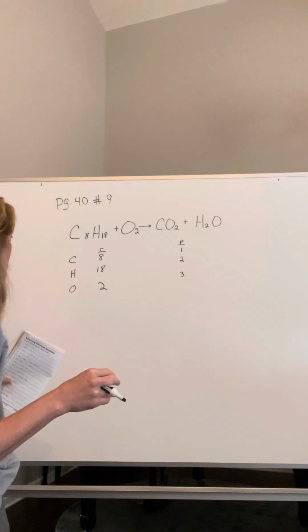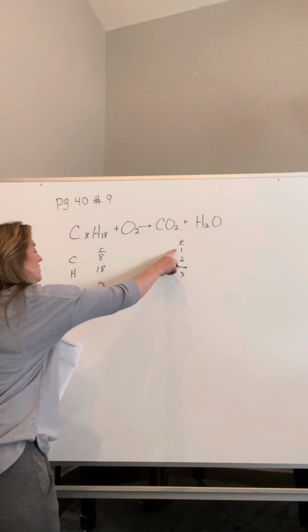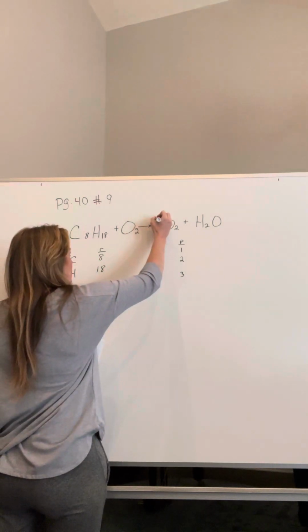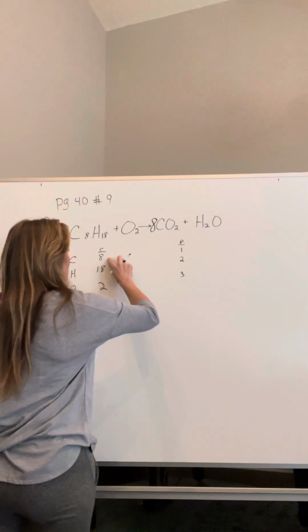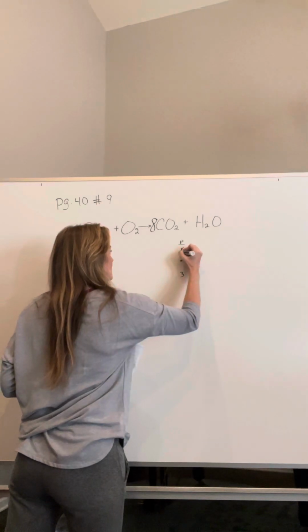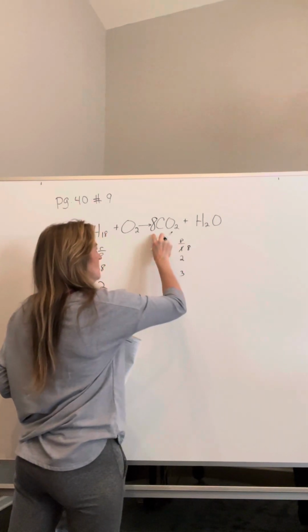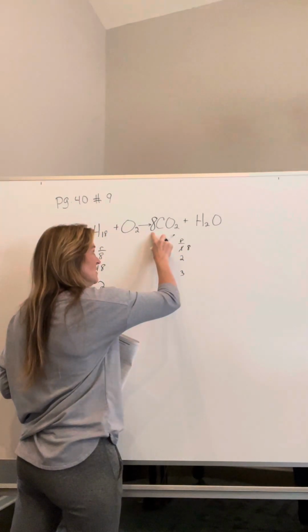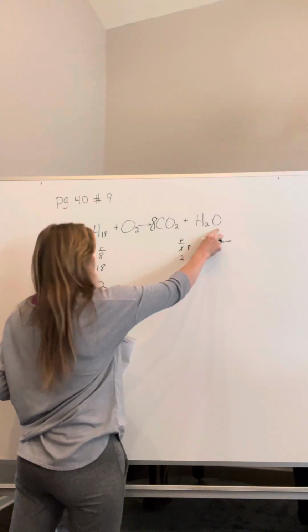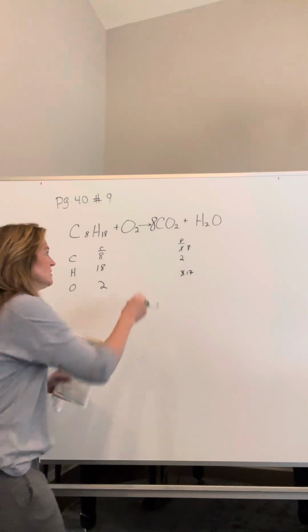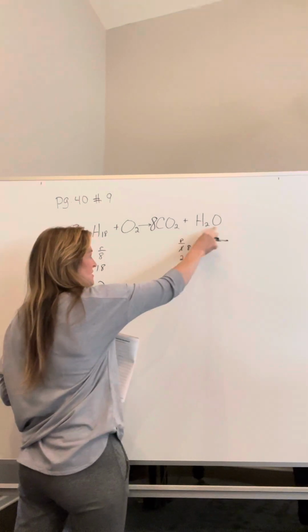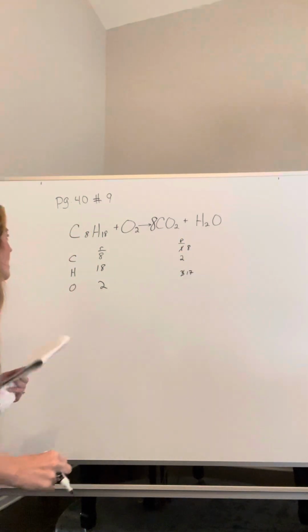If I'm looking at my carbons, I've got 8 on this side, I've got 1 on this side, right? So I'm going to put an 8 here, because that seems like the easiest one so far, right? So that gives me 8 carbons, but it also changes my number of oxygens. So it's 16, 17 now oxygens. Okay, double checking that. 8 times 2 is 16, plus 1 is 17.